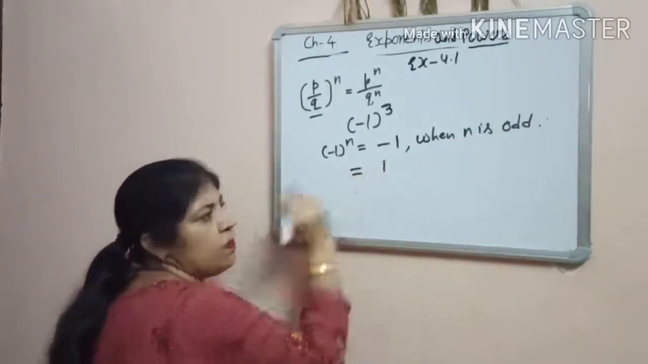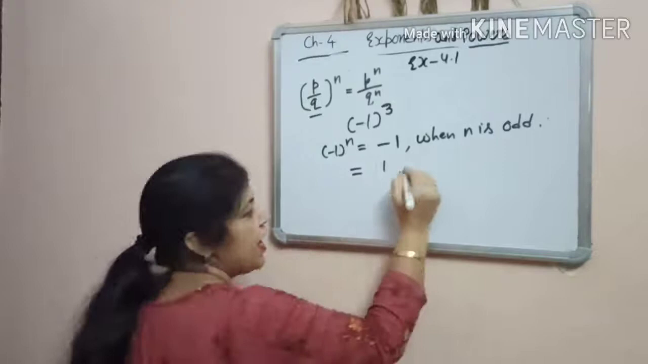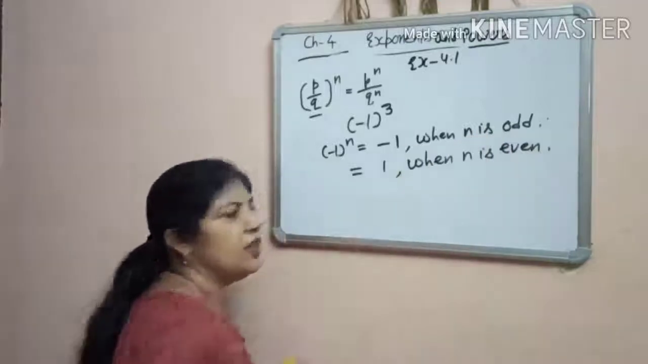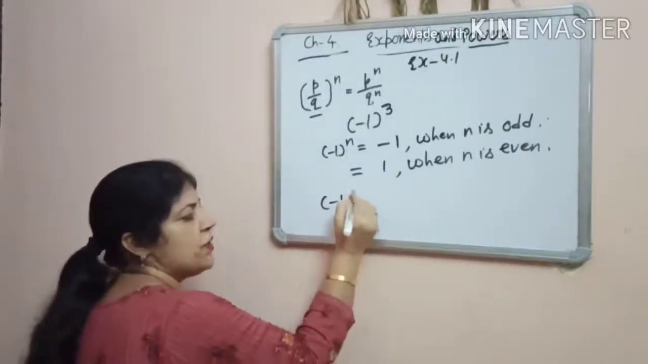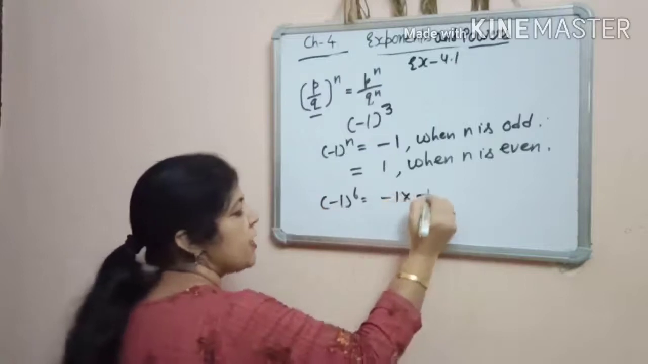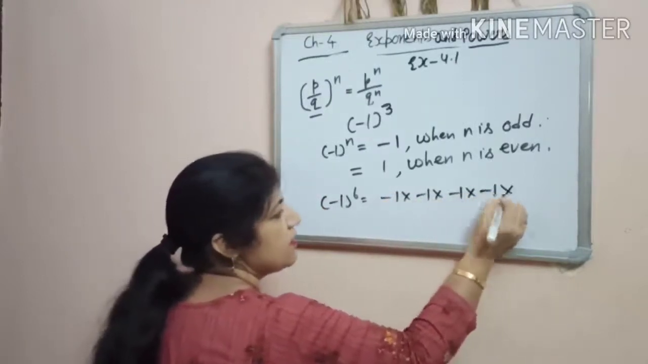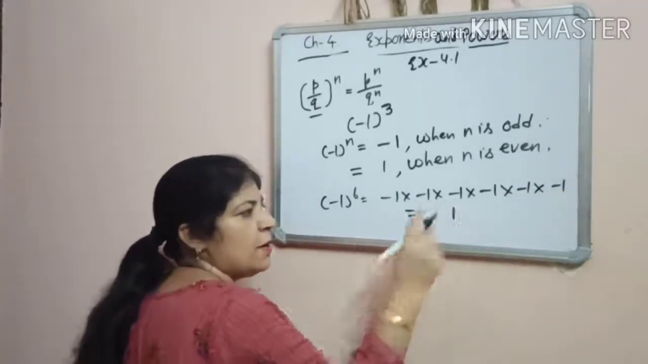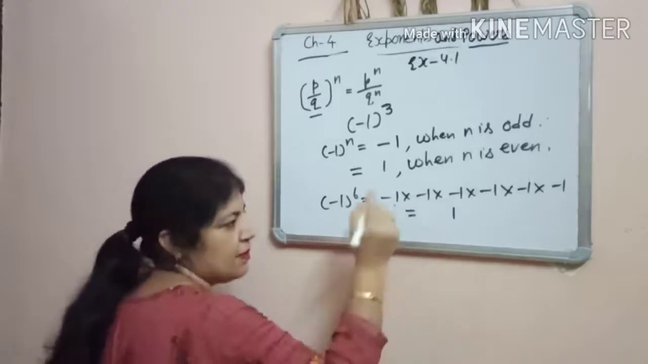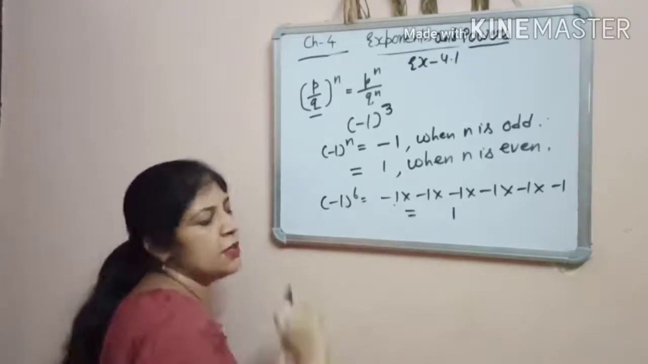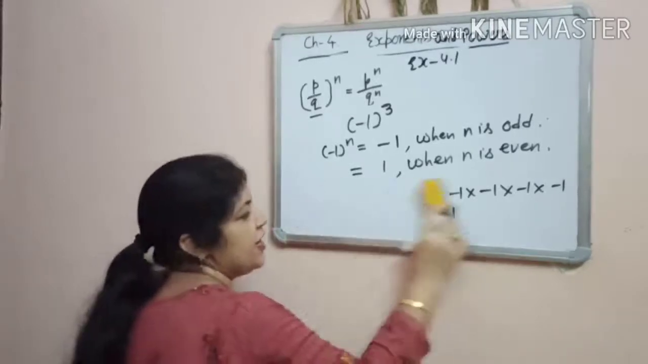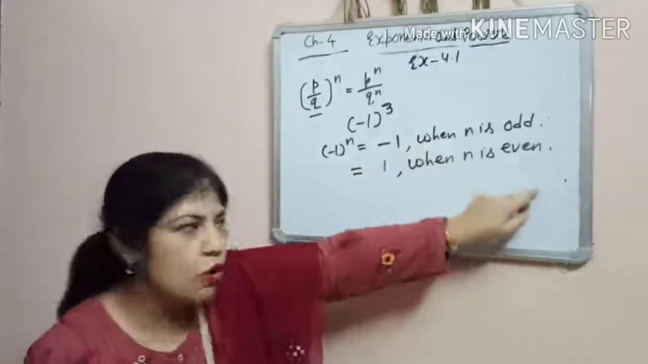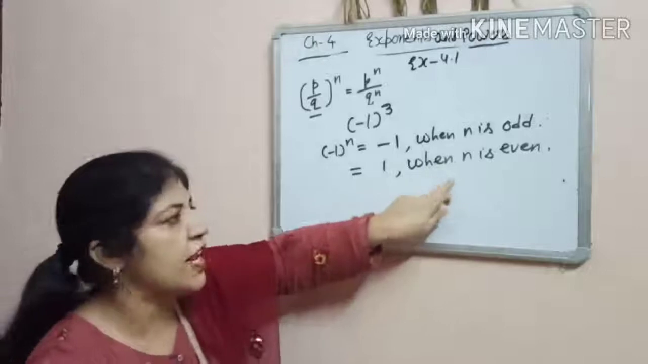So minus 1 raised to the power n will be equal to minus 1 when n is odd, or that is equal to plus 1 when n is even. Like this, if minus 1 raised to the power 6, when you multiply minus 1 six times, you will get 1, but the sign of the answer will be plus, because with 6 minus signs you will get a plus sign. So that's clear. So minus 1 raised to the power n is equal to minus 1 when n is odd and equal to 1 when n is even.